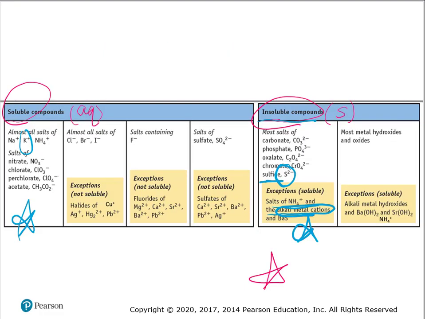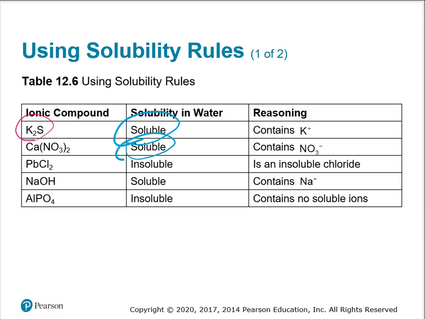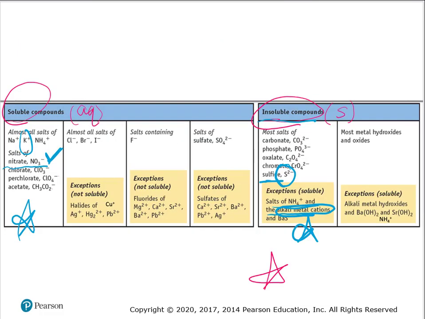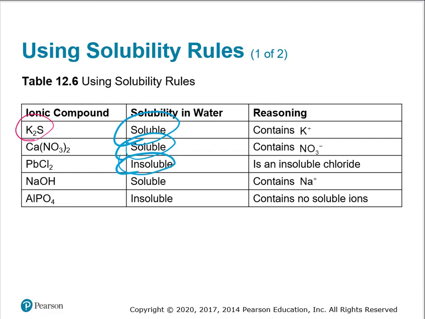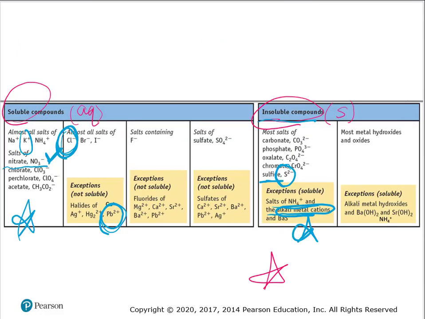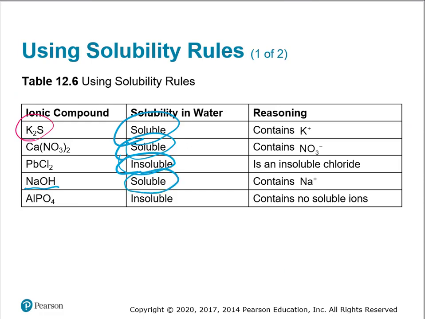Let's look up calcium nitrate. Here in box 1 it says salts of nitrates are soluble and calcium is not an exception. So it would be soluble. Lead chloride. Well, it says most chlorides are soluble. Is lead an exception? Yep, that would be insoluble. Sodium hydroxide. Over here we said most hydroxides are insoluble, but sodium is an alkali metal, so that would be an exception. It would be soluble.